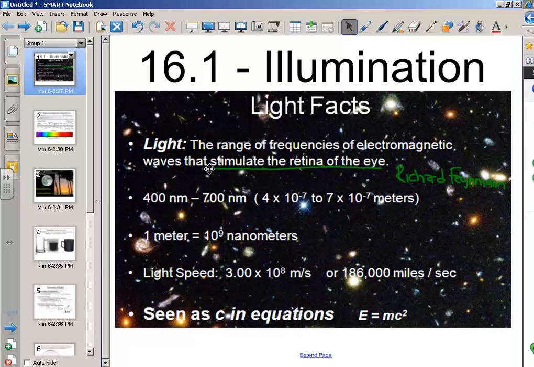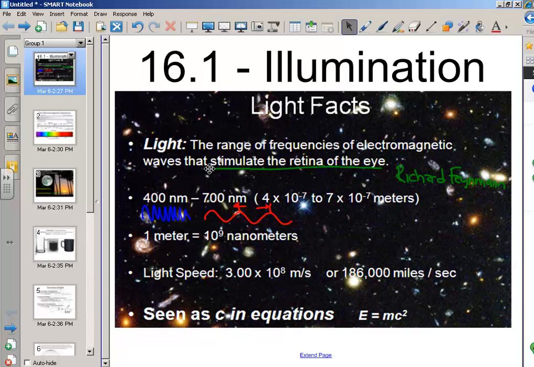Light, the range of, these are wavelengths right here. 400 nanometers is blue. 700 nanometers is red. And these nanometers, they're talking about the spacing from wave to wave.